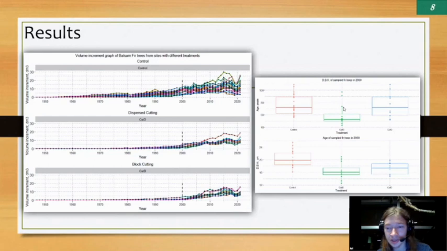And here to the right, there is a box plot of age of trees from three different cuttings and also the DBH. So even for the age from dispersed cutting and control plots was comparable, trees from block cutting were significantly younger, and also the DBH from both cutting plots was lower than the DBH from trees from control.